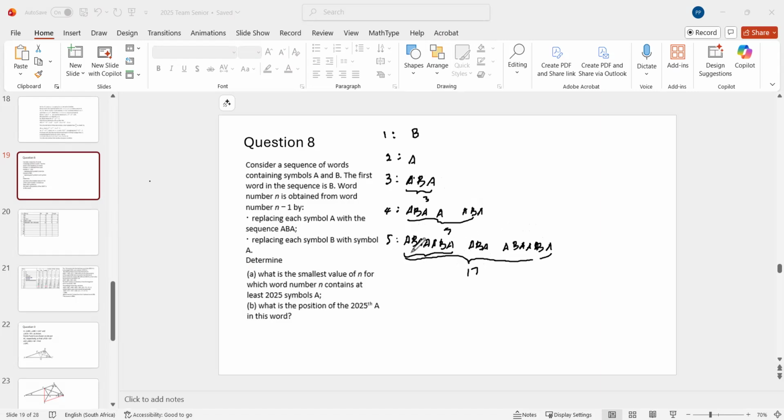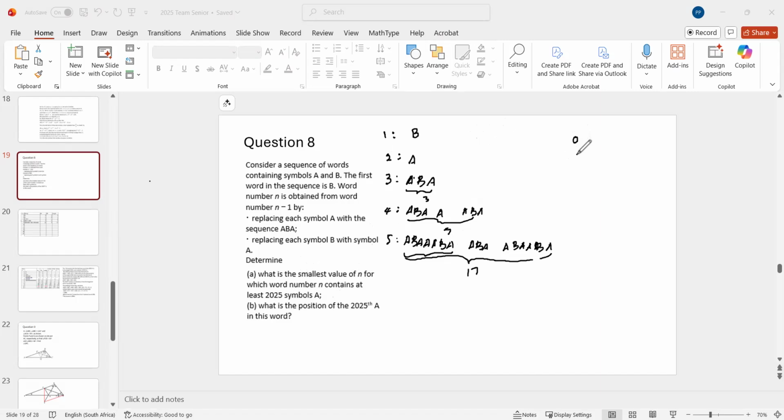Okay, and then if you count the number of A's, yeah, okay, let's carry on. Now, what is the smallest value of N for which the word N contains 2025 symbols of A? Now this is your N. N is the number of this. Now, it contains at least 2025 symbols of A.